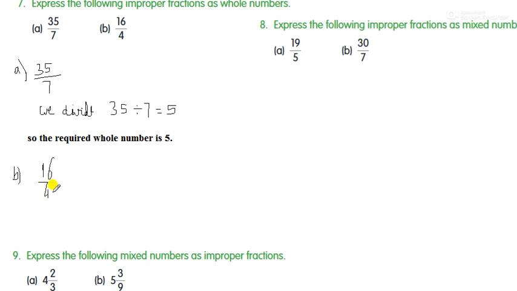Here we divide 16 by 4. Here 4 1s are 4, 4 4s are 16. So 16 divided by 4 equals 4. So the whole number is 4. So the required whole number is 4.